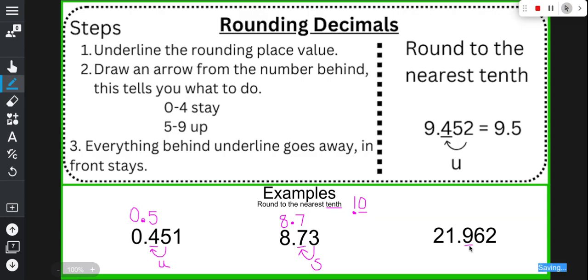Our next one, we underline the 9. The 6 tells it to go up. This one's a little tricky. So the 9 becomes a 10. The 0 goes here. We add +1 to the place value next door, just like any other addition. And then any digit in front of it stays the same. So this one's going to be 22.0.